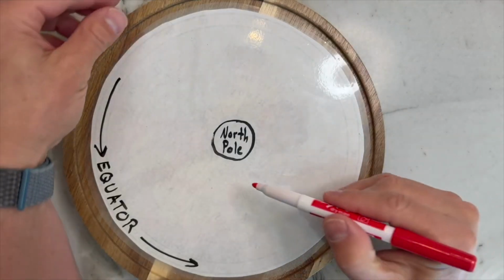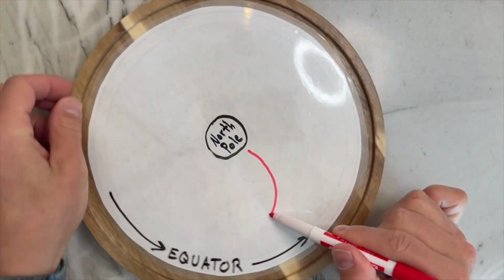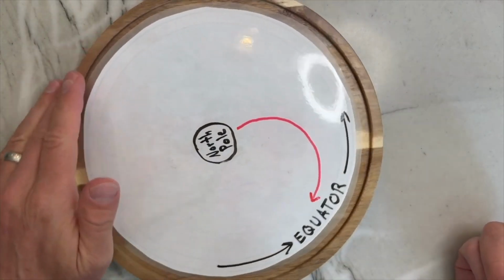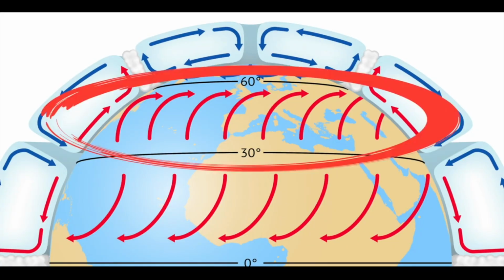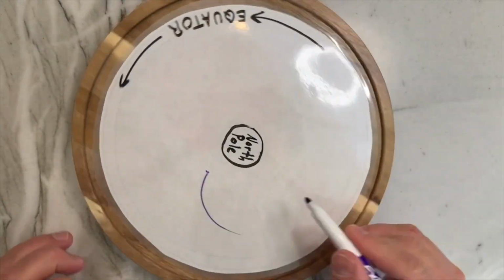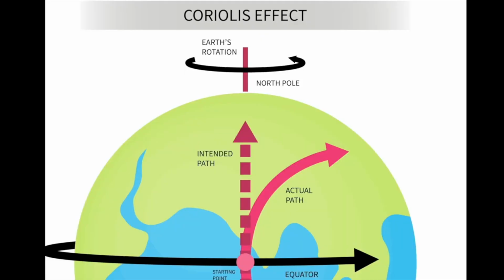Imagine this paper is the top half of the Earth. As the Earth rotates, I'll draw a line straight down from the North Pole. Well, that's weird. The line curved to the right. It's easier to see from this perspective. Between 30 and 60 degrees latitude, air is moving from south to north, and also curves to the right. This is called the Coriolis effect, and explains the motion of everything from tornadoes to hurricanes.